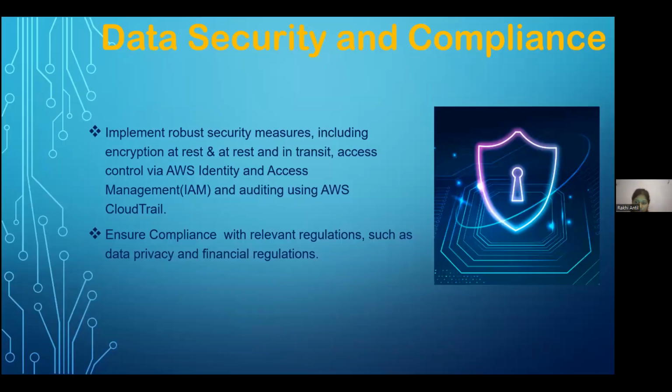Next is challenges. Sorry, data security and compliance. Implement robust security measures including encryption at rest and in transit, access control, AWS Identity and Access Management, and auditing using AWS CloudTrail, to ensure compliance with relevant regulations such as data privacy and financial regulations.